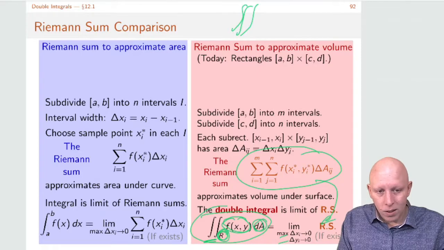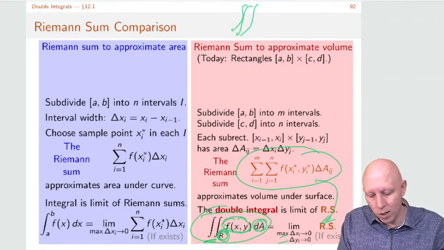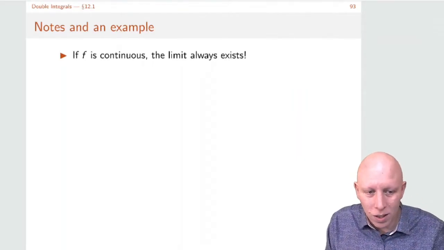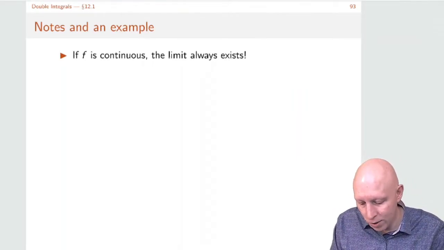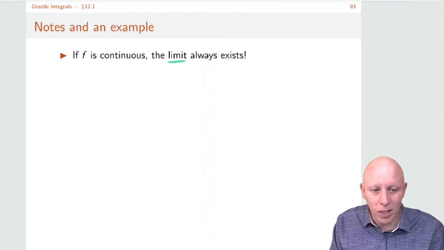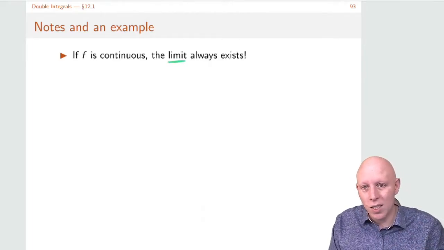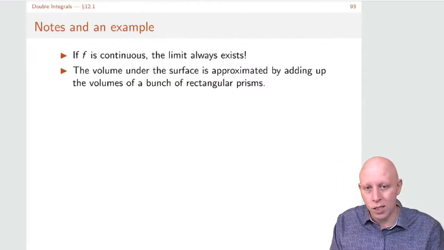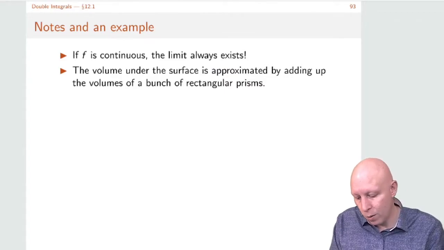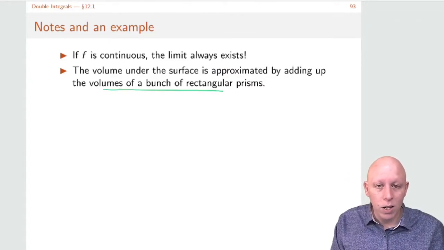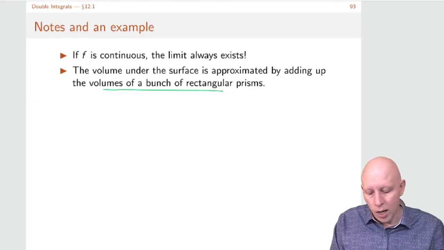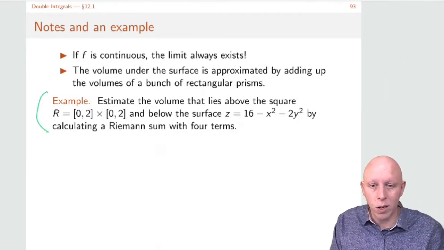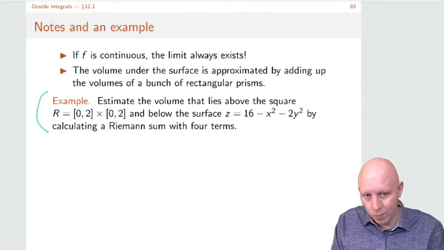All right, so let's put this a little bit into practice. The first thing, to allay many of your concerns: this was defined in terms of a limit, but we're going to be working in this class normally with continuous functions. If you have a continuous function, the limit will always exist. We're adding up the volumes of a bunch of rectangular prisms. And so let's do an example where we do a Riemann sum to approximate the volume.